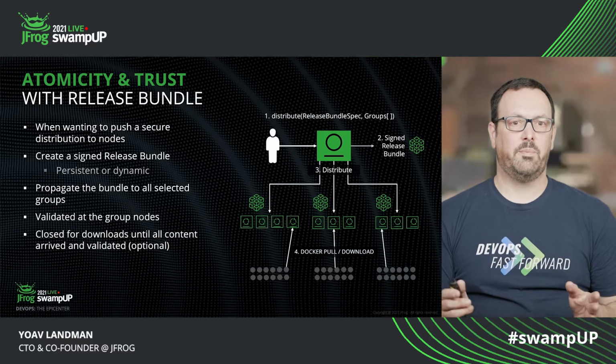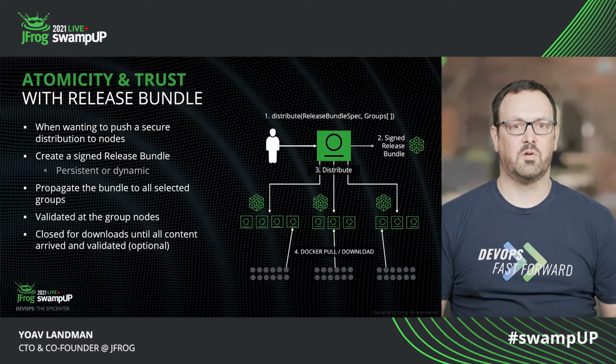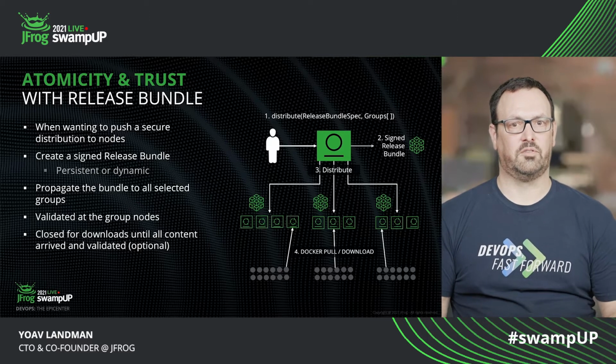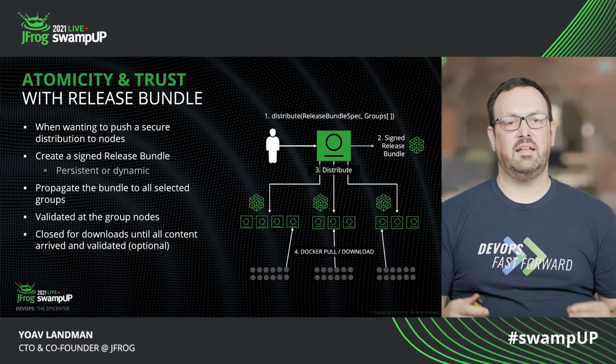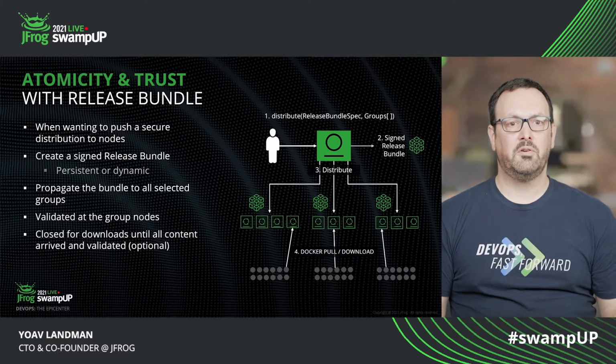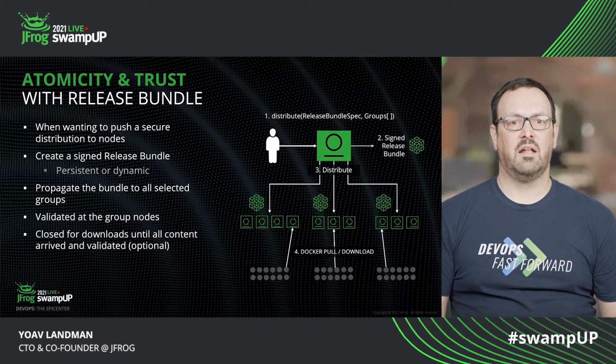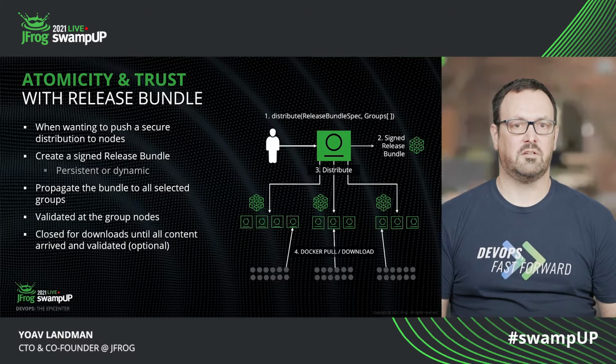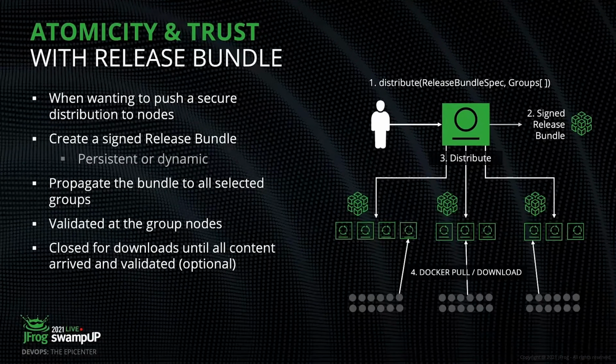The content of the bundle would be propagated to all selected groups, and then it's going to be validated on the groups. And as an additional feature, we also allow you to close the bundles for downloads until all the content is there. So that gives you another layer of atomicity.